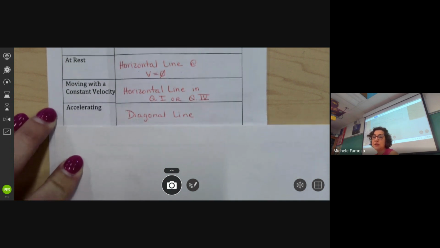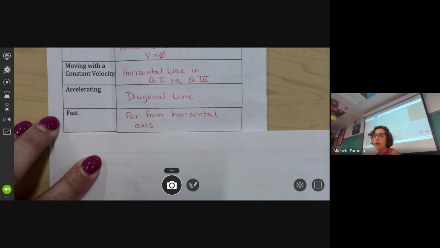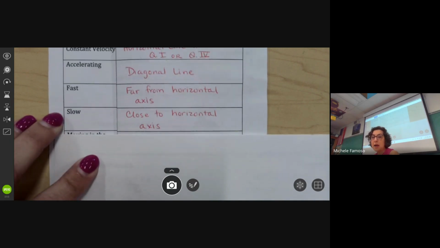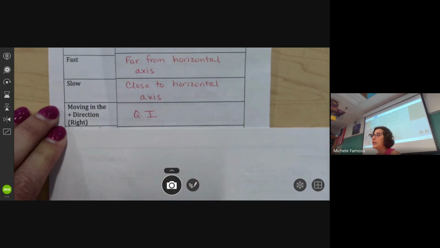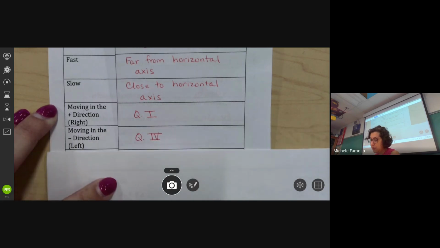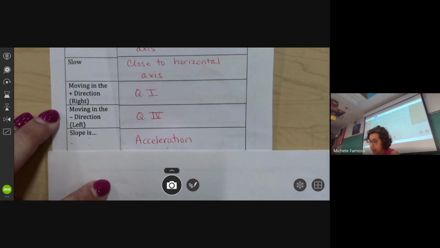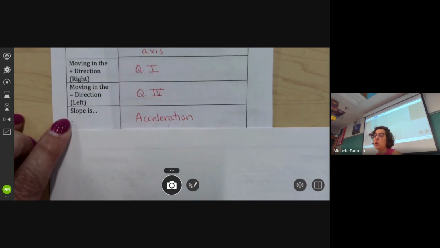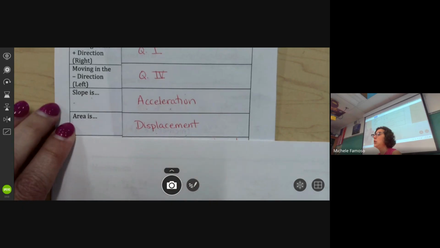If you are accelerating, this graph will be a diagonal line. If you are moving fast, the time point is far from the horizontal axis. If you are moving slow, that line is close to the horizontal axis, close to a value of v equals 0. If you are moving in the positive direction, your graph will reside in quadrant 1. If you are moving in the negative direction, your velocity graph will be down in quadrant 4. If you're asked to find the acceleration, you would be looking at the slope of this graph. If you're asked to find the displacement, you would be calculating the area between the graph and the time axis.